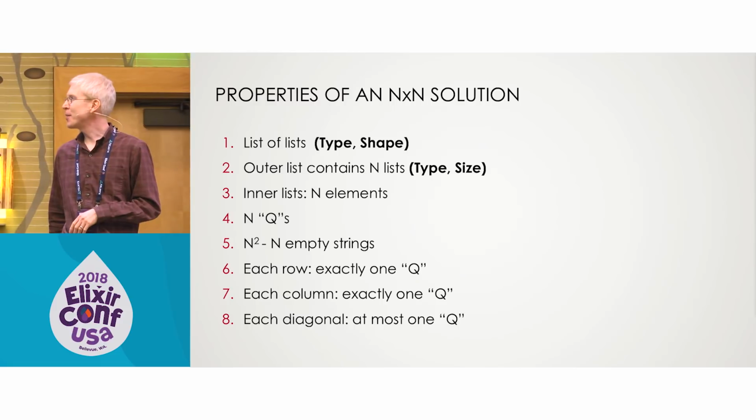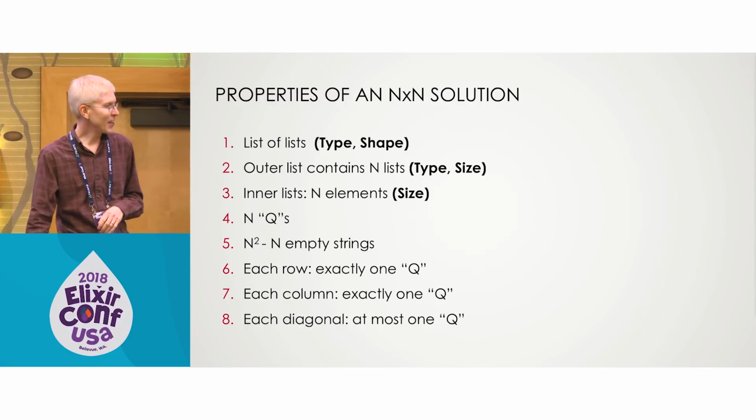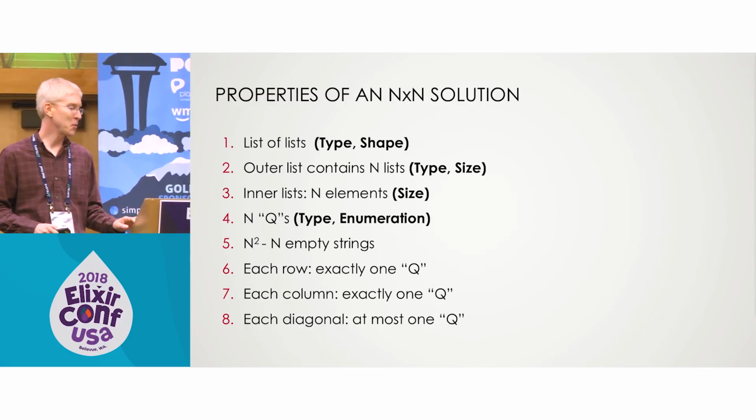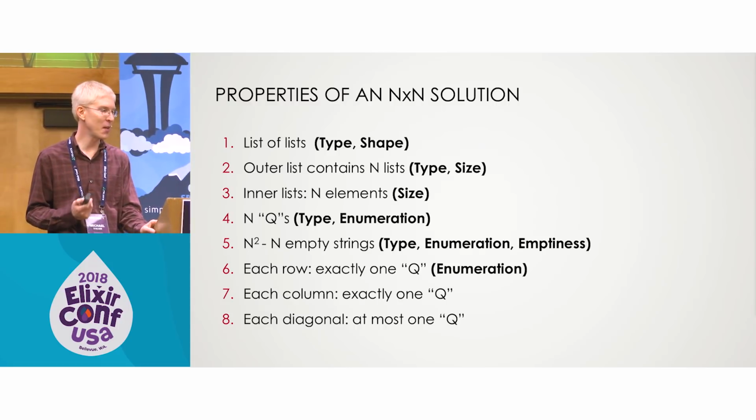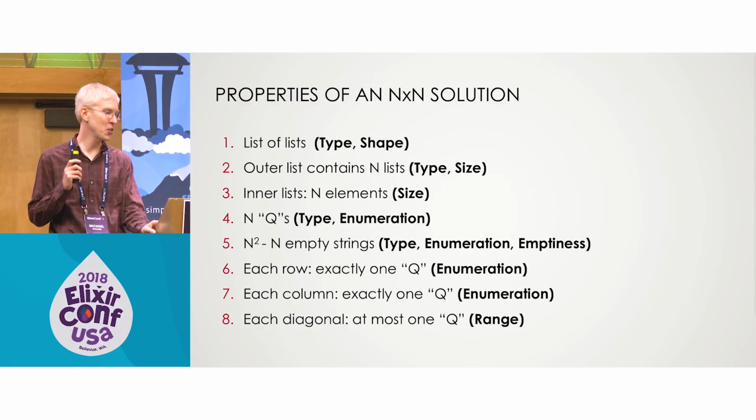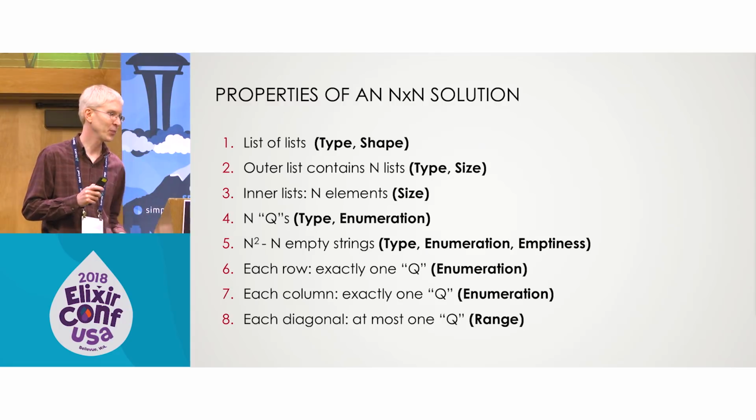So we've got type and shape, type and size, size, type and enumeration, type, enumeration, and emptiness, enumeration, and range.